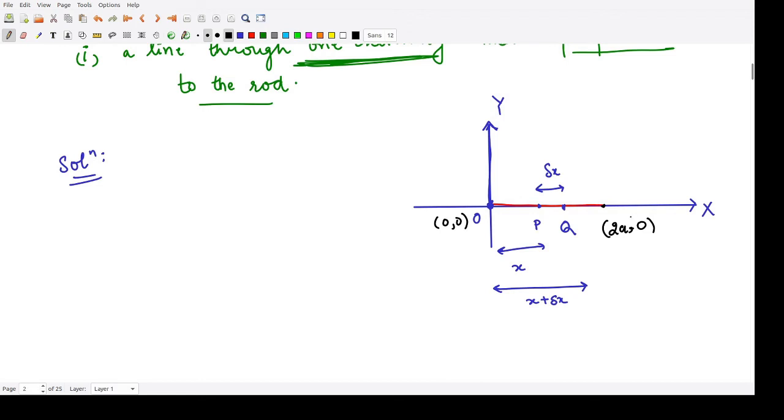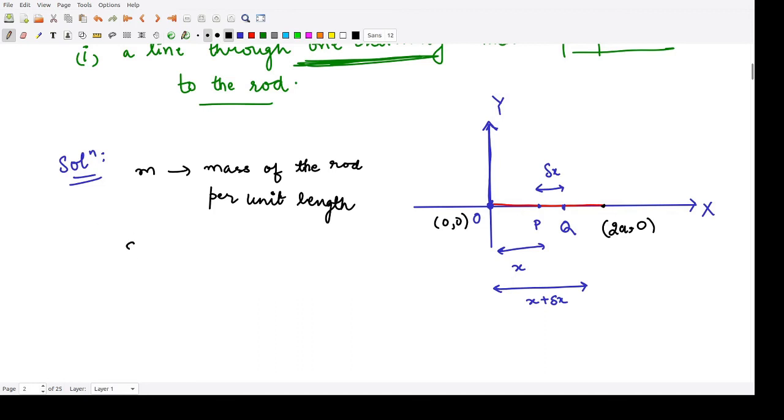Next we have to calculate the mass per unit length of the rod. Suppose small m represents the mass of the rod per unit length. So what would be the mass for this small portion?